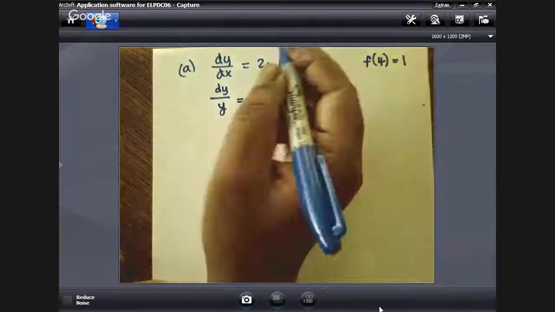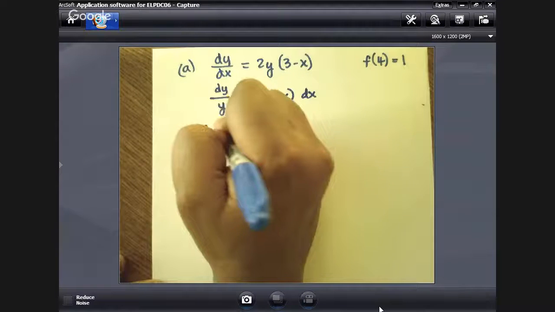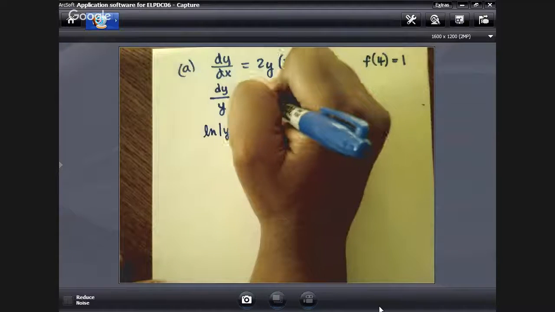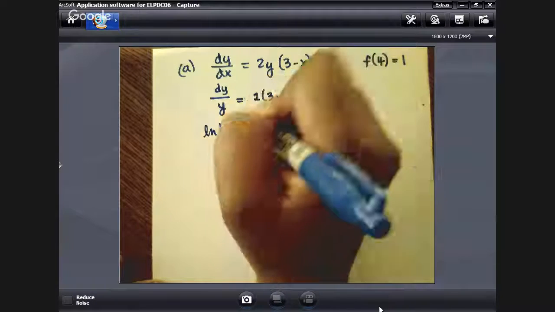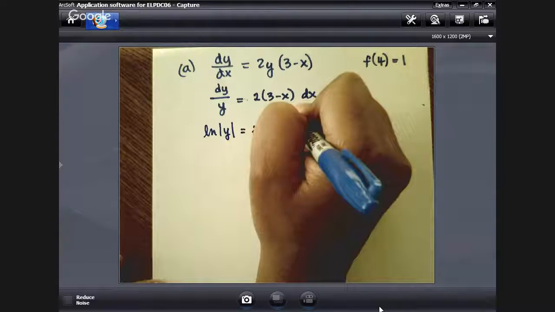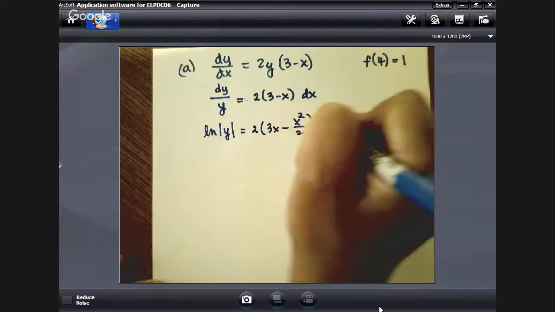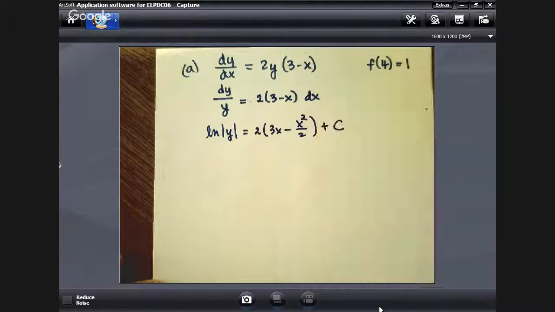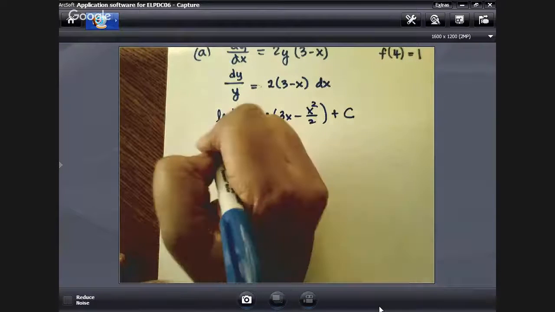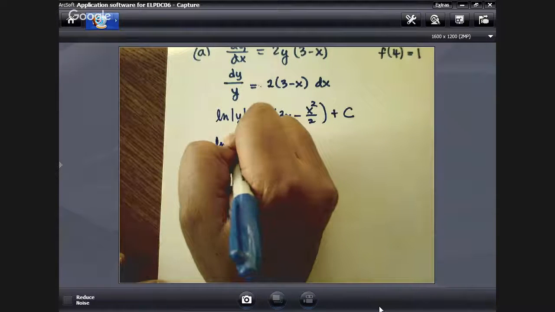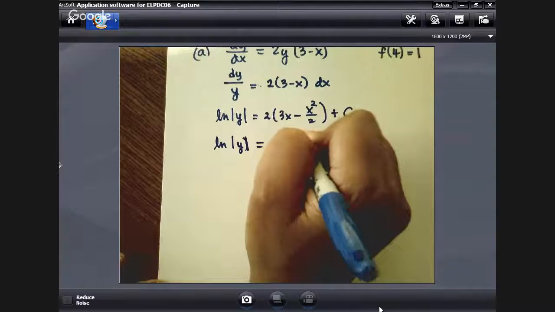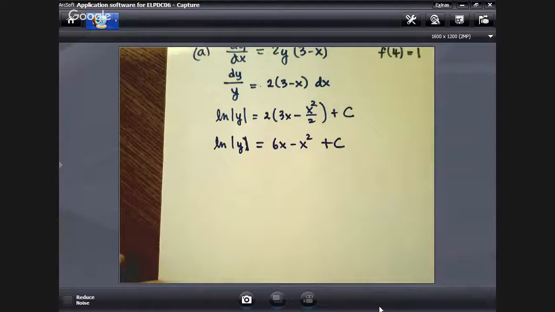Taking the antiderivative of both sides, ln absolute value of y is equal to, if I multiply this out, right, this is 2 times 3x minus x squared over 2 plus a constant. So I'm going to go ahead and multiply the 2 through on the right side. 6x minus x squared plus a constant.